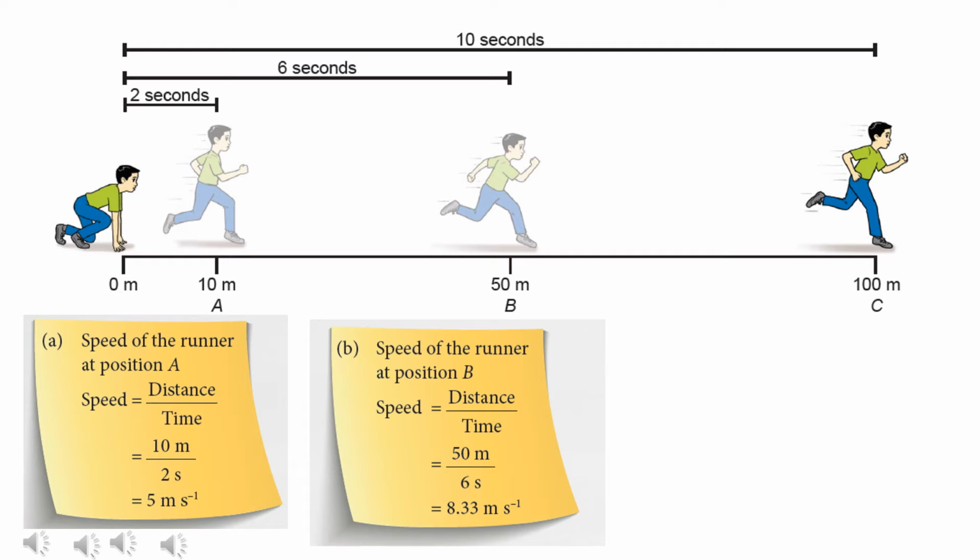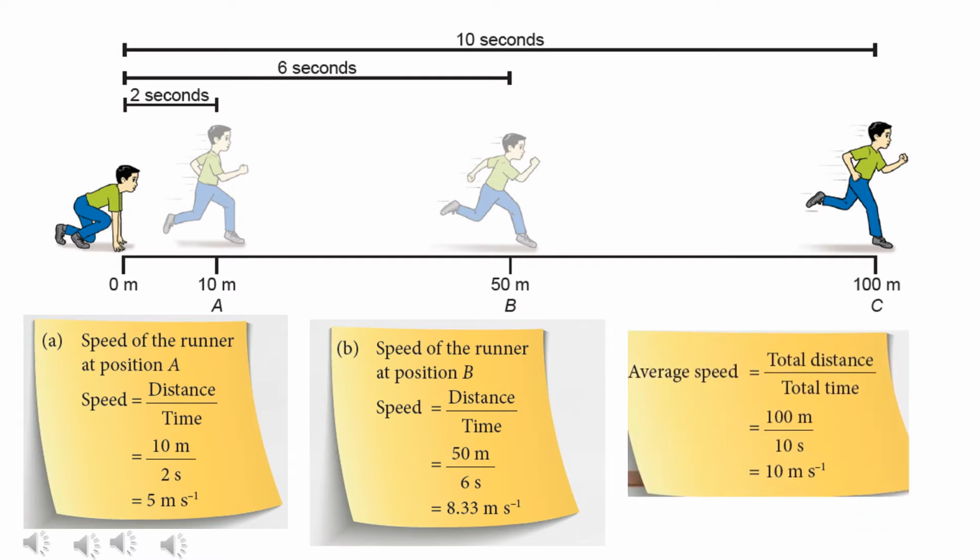Now, let's calculate the average speed for the runner to complete the 100 meters dash. What is the average speed of the runner at position C? Position C. We can use the formula, average speed equals total distance divided by total time. The distance is 100 meters and the time taken is 10 seconds. Hence the average speed is 100 divided by 10, which is 10 meters per second.